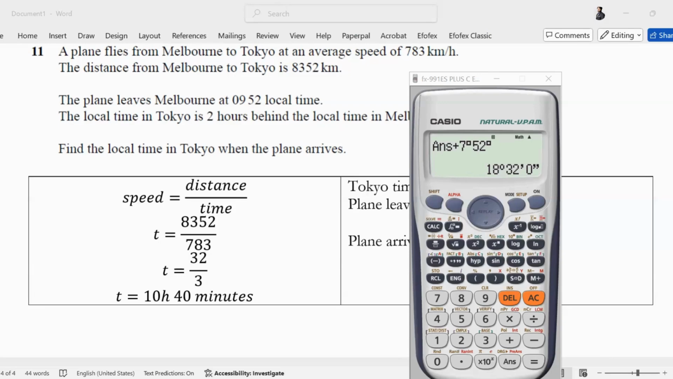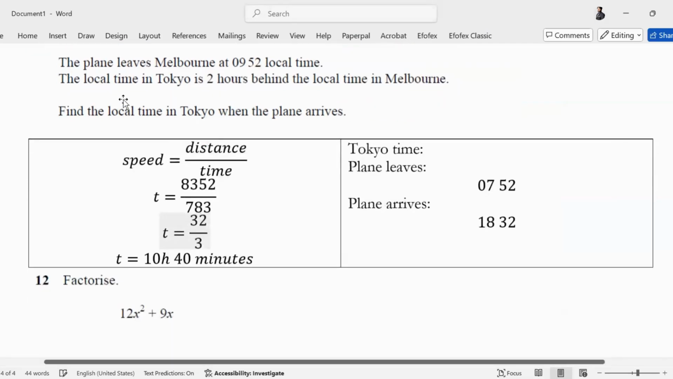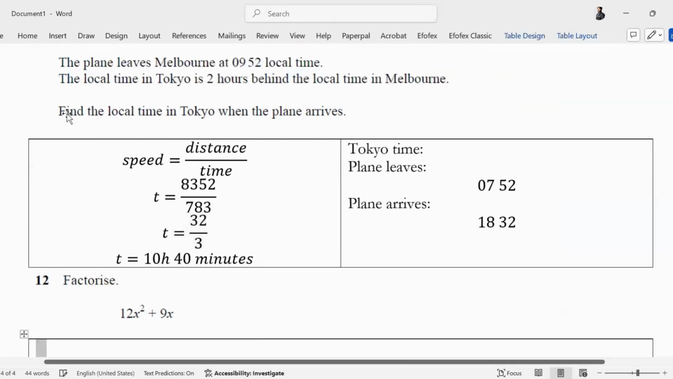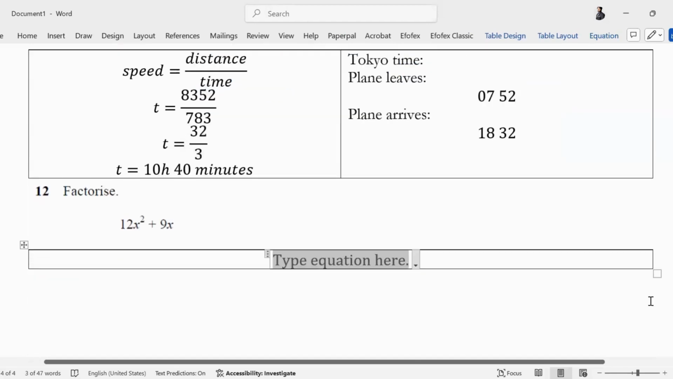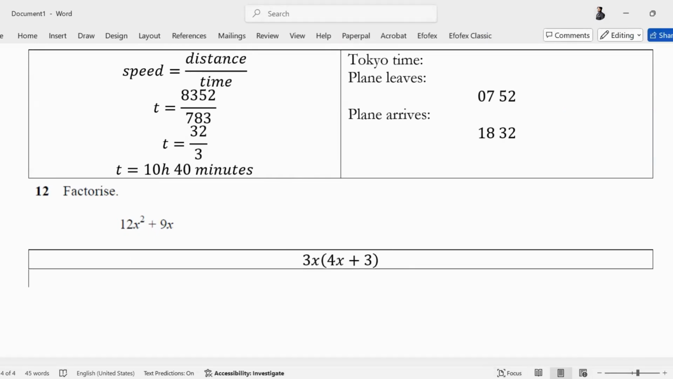Moving on to question number 12, which is factorize. So this is the two-term expression. We can either take something common or we go for difference of squares. This is not subtracting. Cannot be a difference of squares. What can we take common? 3x. Now I'm left with 4x plus 3. And this is the maximum factorization possible for this one.